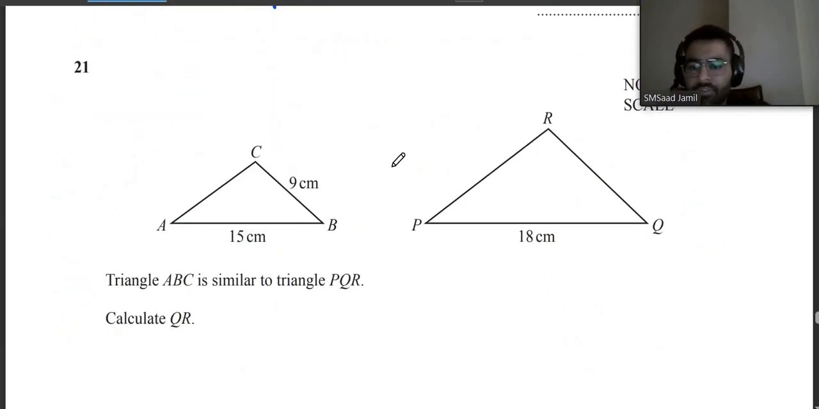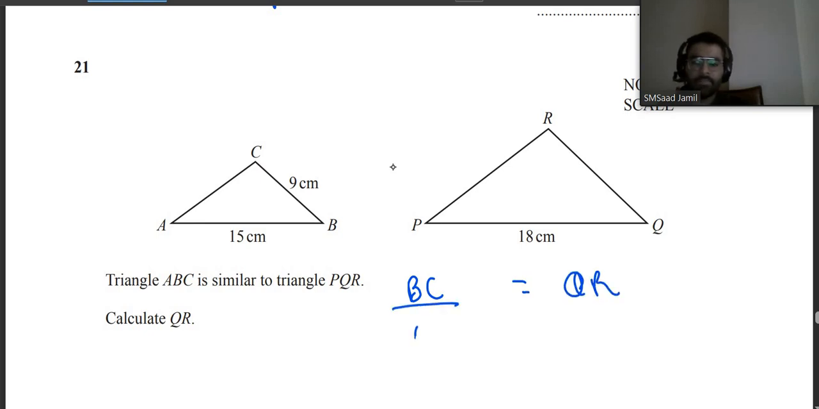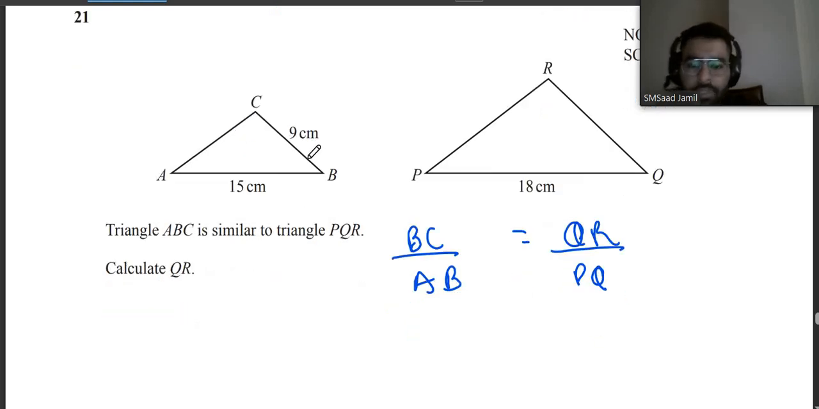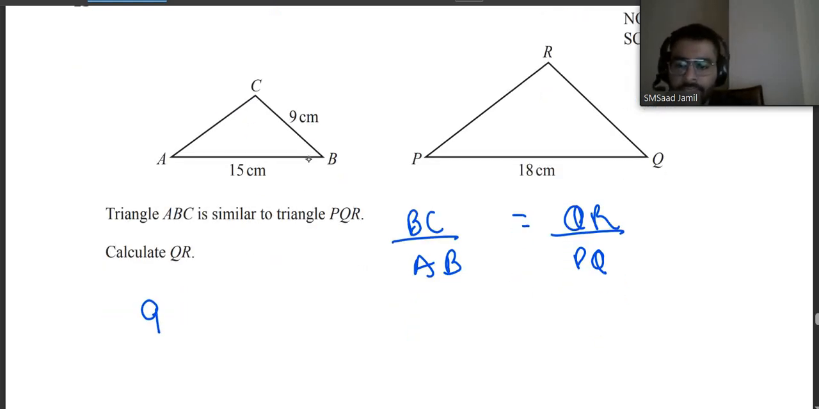Alright, so we have triangle ABC is similar to triangle PQR. Calculate QR. Oh, this is easy. So look, you have to calculate QR. So BC corresponds to QR and AB corresponds to PQ. So BC we are going to write 9 upon AB, which is 15, is equal to QR, which we don't know, which we can write as x, upon PQ, which is 18, and cross multiply.